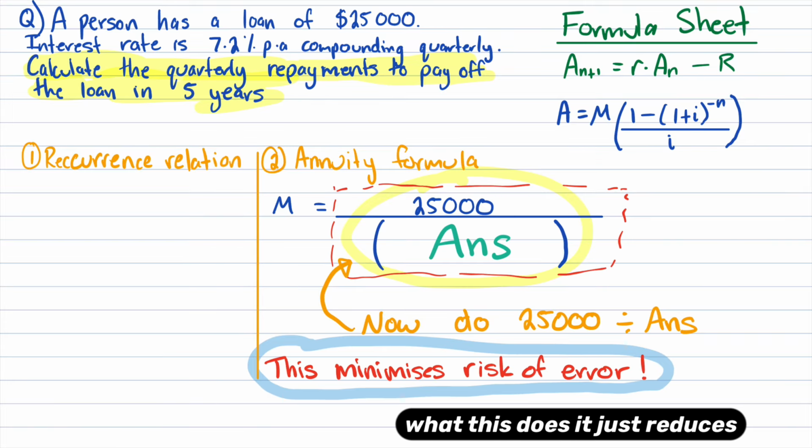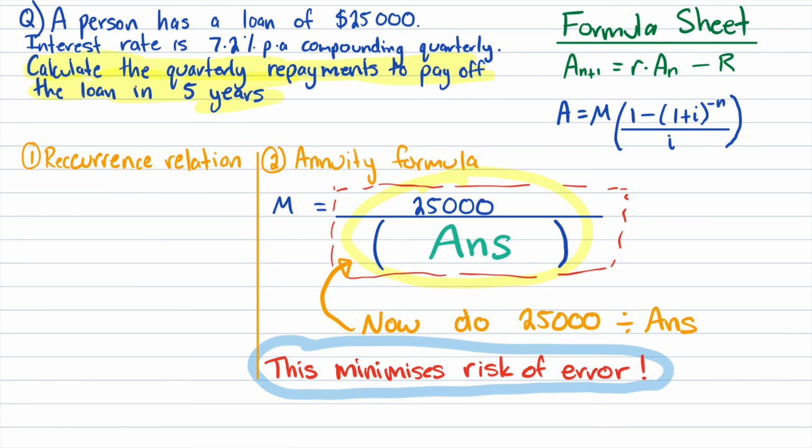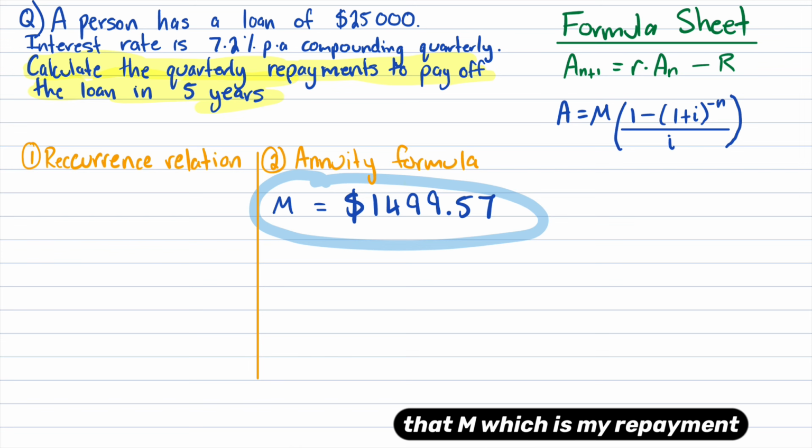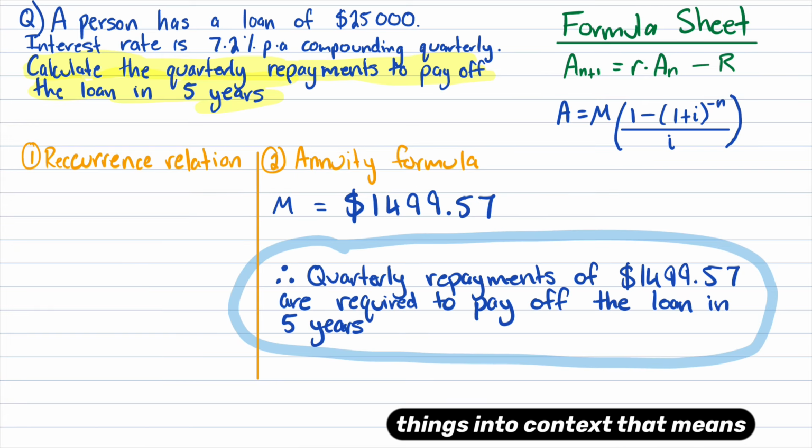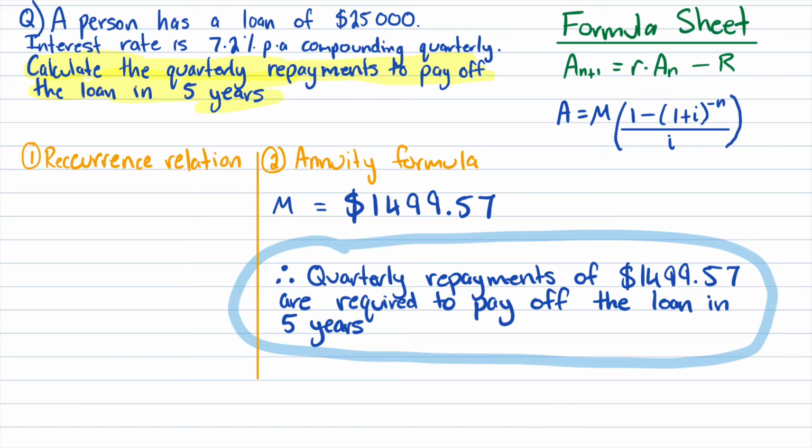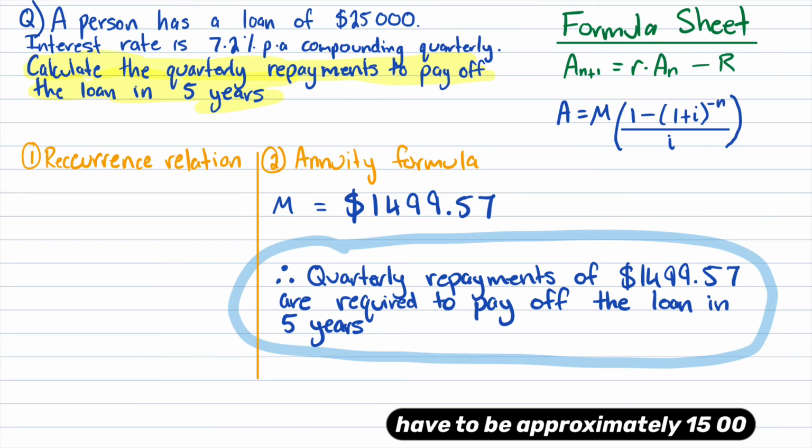What this does is reduce the risk of any syntax error or just any error in general. It makes things a lot easier. So doing all of that, I find that M, which is my repayment amount, is this. To put things into context, that means my quarterly repayments would have to be approximately $1,500 in order to pay off this loan in 5 years.